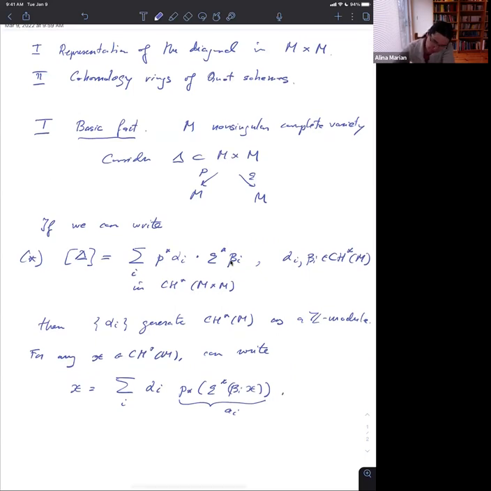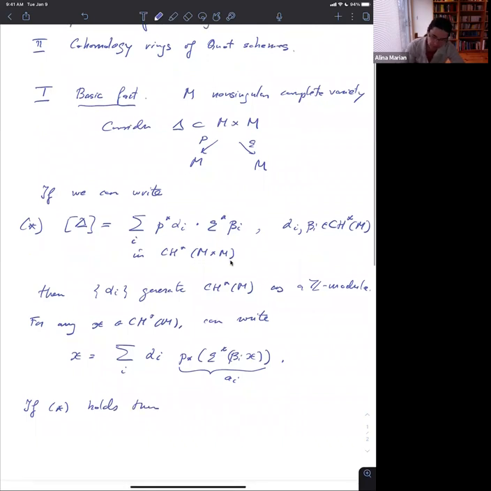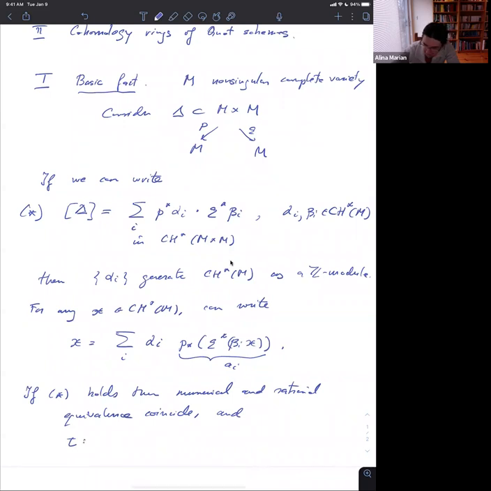Okay, so then you can also show further, if this relation holds, if you can represent the diagonal as split in Chow, then in fact numerical and rational equivalence coincide for M, and the cycle class map from Chow to cohomology is an isomorphism. So then this M is actually Chow trivial. So it's a very strong condition. This is not gonna happen easily.